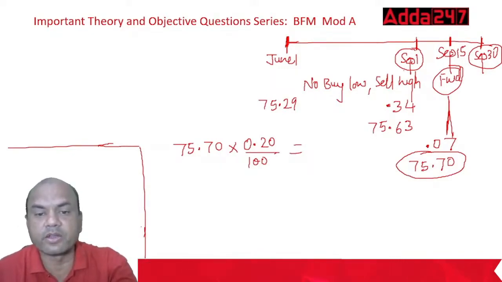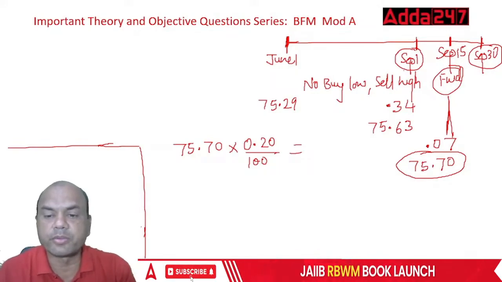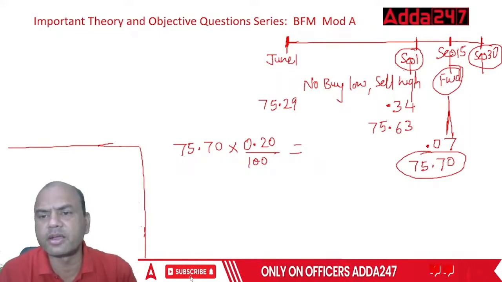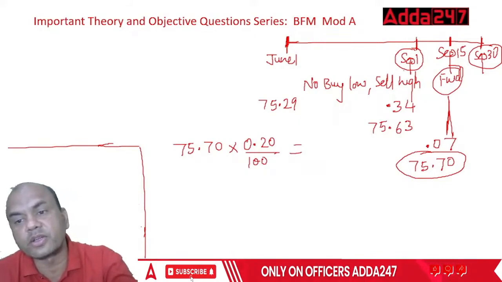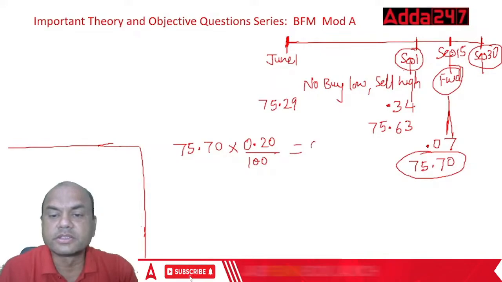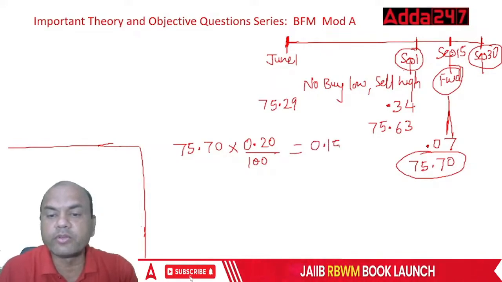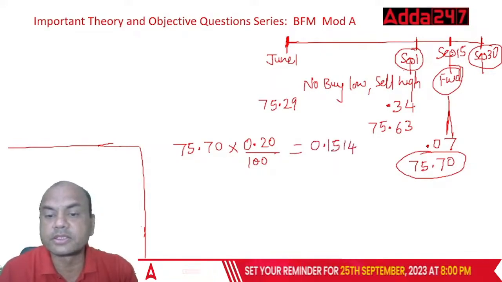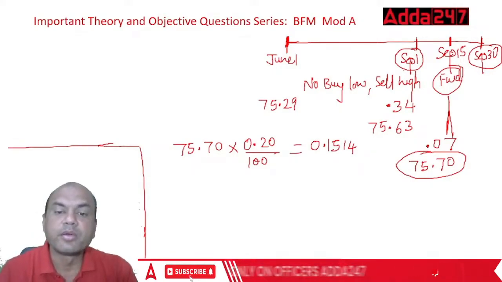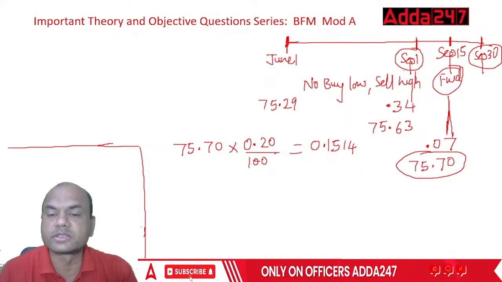Let me also try along with you. 75.7 into 0.20. So 0.02 you can write it, or you can divide it by 100 later. So what is the answer you're getting? 0.1514, right? This is the answer you might be getting. So 0.002 into this. So 0.1514 you are getting.